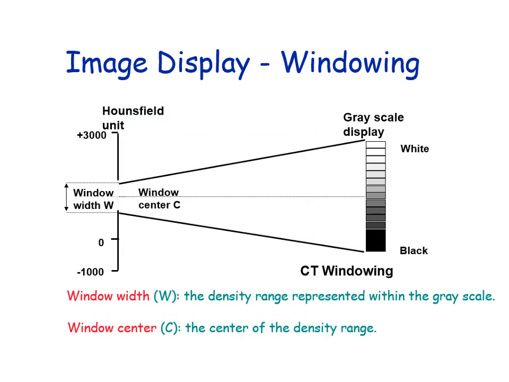Image display, windowing. Window width, W: the density range represented within the gray scale. Window center, C: the center of the density range.